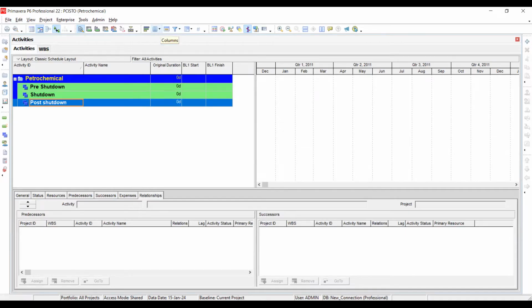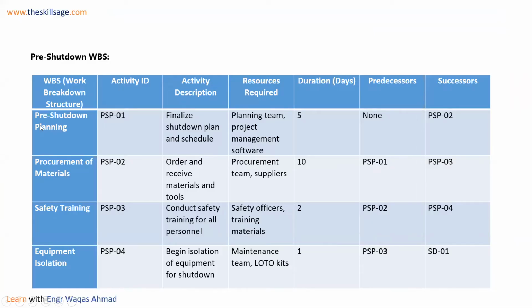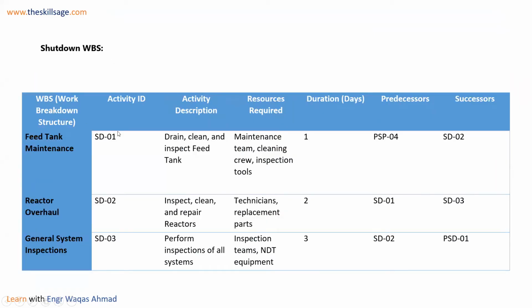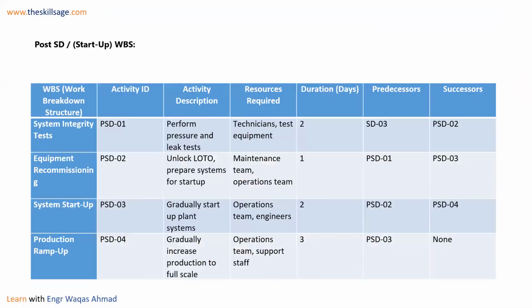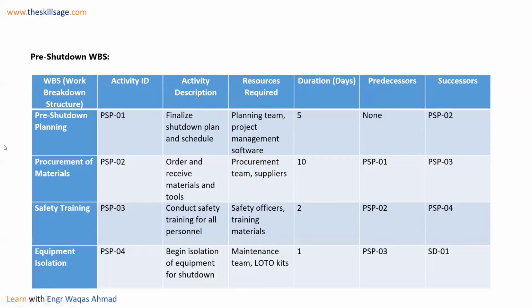So here again in the slides, जैसा हमने अपना layout देखा, I will share with you that slide in Word as well. Pre-shutdown के अंदर activity ID देख लें, PSP-01, finalize shutdown plan and schedule. Okay, that's fine. Resource required, duration 5, not 5 days. Okay, we will go into the hourly basis. Predecessor, because it's the first activity, that's why successor, everything is defined there. And then there is shutdown activities, and then there is post shutdown.